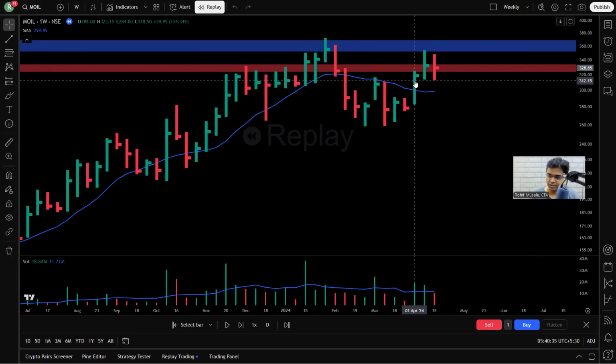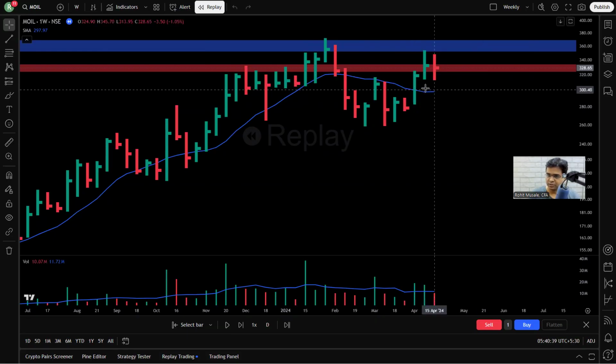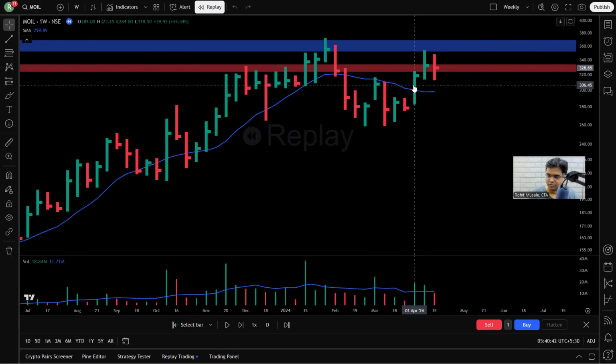18 million shares traded in that particular week. Multiply 18 million with the average price on this bar, like let's say 300. So 300 times 18 million, that's the amount of money that is being traded in the stock. That's huge money. That money is not coming from retail people. That money is coming from institutions. Look at the price, 300 rupees, 18 million shares traded, 18 million times 300. That's a lot of money coming into the stock.